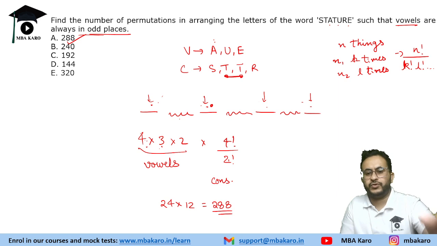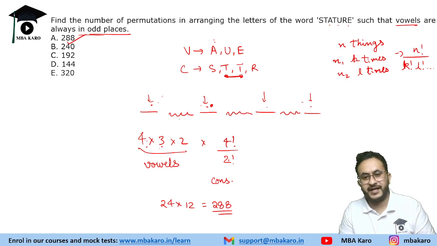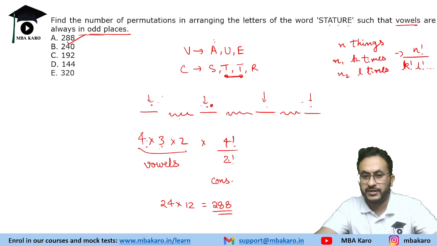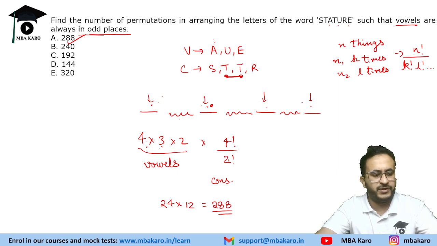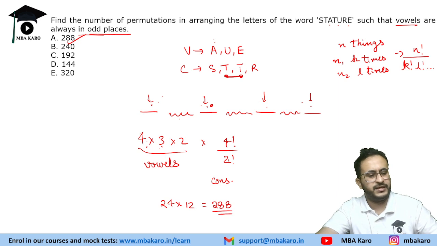the number of permutations is 288. So in permutation, wherever there is some constraint, we fix that first. Here the constraint was on the vowels. So we fix the vowels first and then we place the consonants in the remaining spaces.